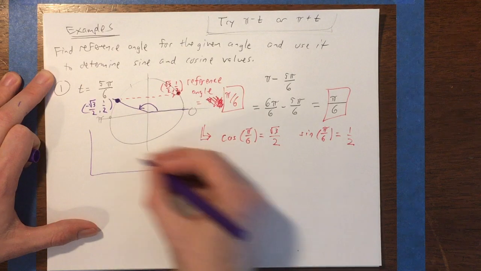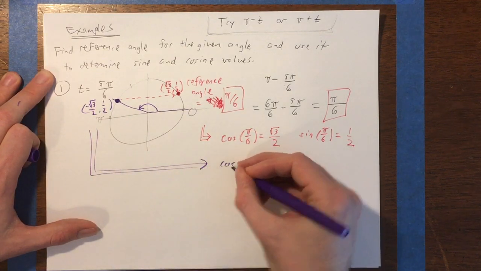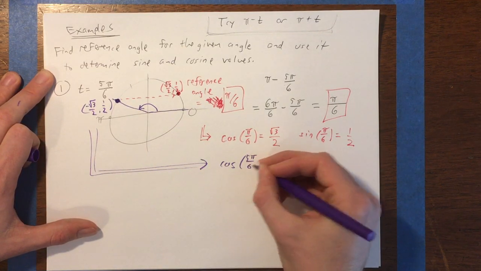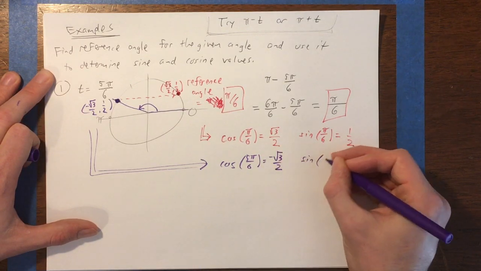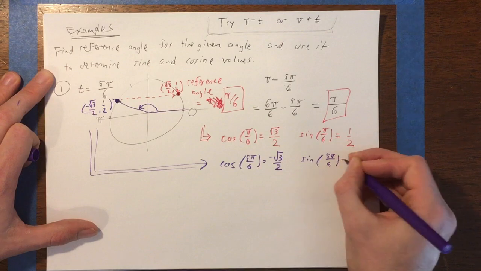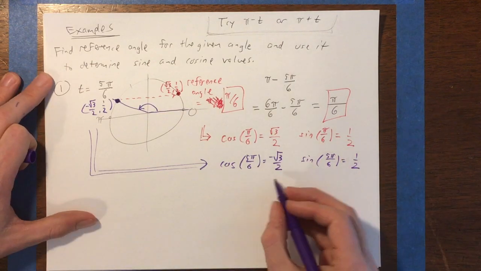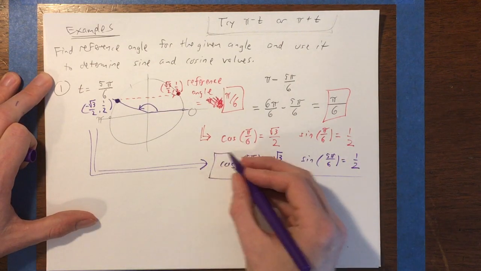So this gives us cosine of 5 pi over 6 is going to be negative square root of 3 over 2, and sine of 5 pi over 6 is still equal to positive 1/2. And those are the answers we were looking for.